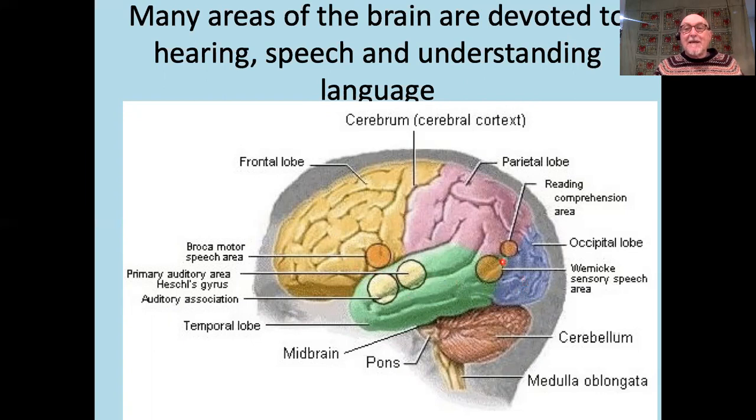This area here is called Wernicke's area. And this is the area that actually understands speech. Not only what we are hearing from ourselves, but other people's speech as well. So it's our own speech we understand, and other people's speech. And that is governed by this area, Wernicke's area.